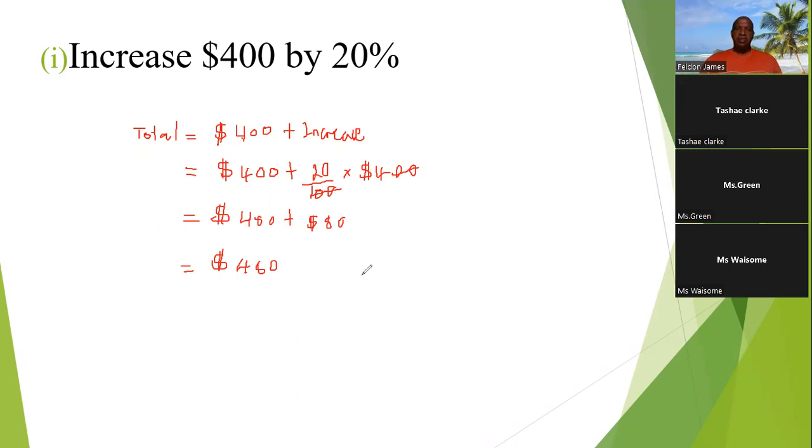Another approach could be, you could do one calculation instead of going through all these steps. Now, since you're increasing by 20%, you would consider what you have already as 100%. So if what you have already is 100%, and you're now increasing by 20%, then all you need to do is to find 100 plus 20% of 400. So you need to find 120% of 400. So 120% would be written as 120 over 100.